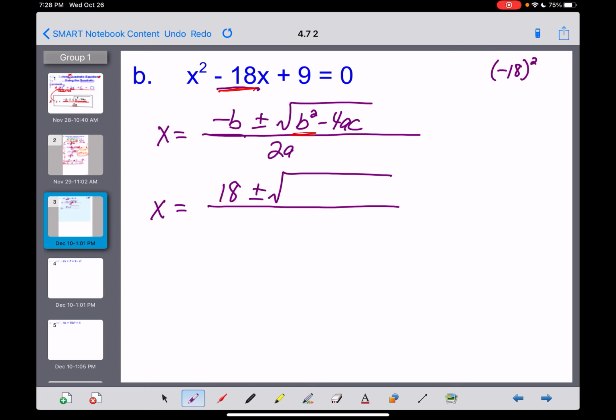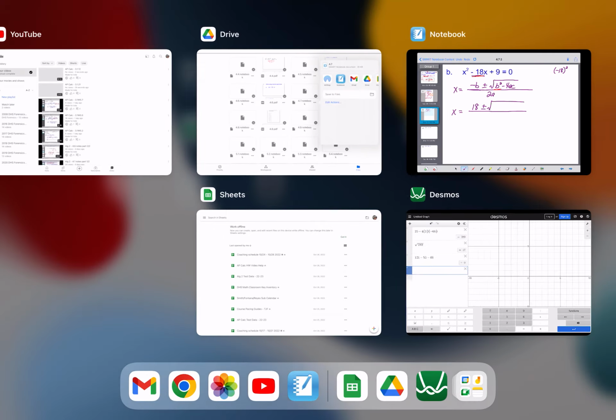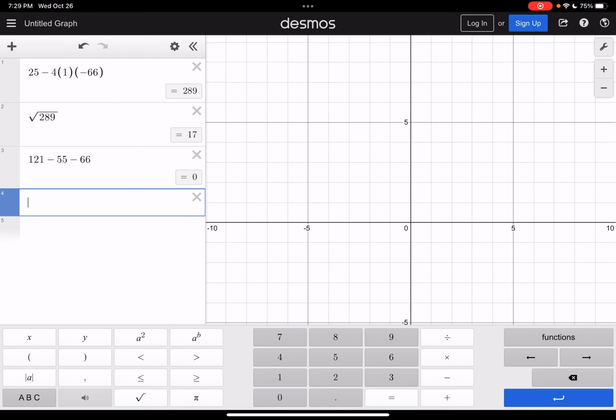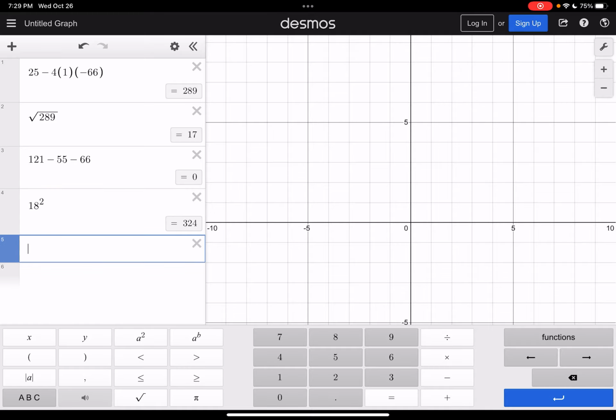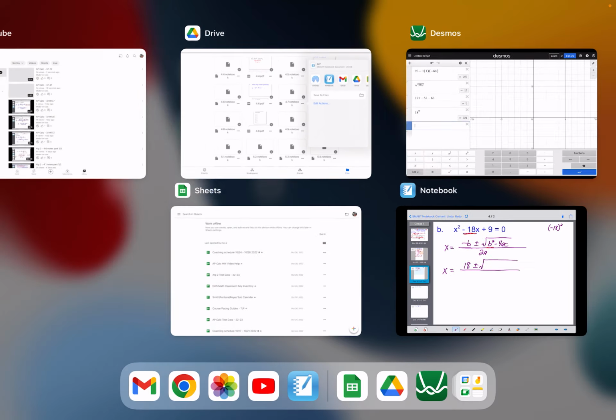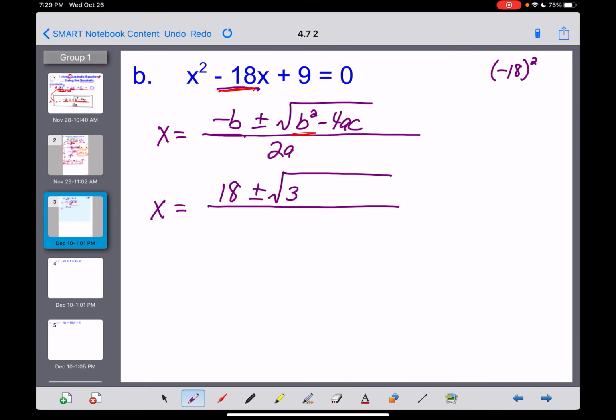But as soon as I ask you guys, you all know this, any number, positive or negative, squared, which means times itself, is going to end up being a positive number. So if I were you guys, I wouldn't even put the negative number in my calculator. I would just type in 18 and then square that, and here you go. 324 is the value of 18 squared. So 324 minus 4 times an a value of 1 and a c value of 9. Got it.